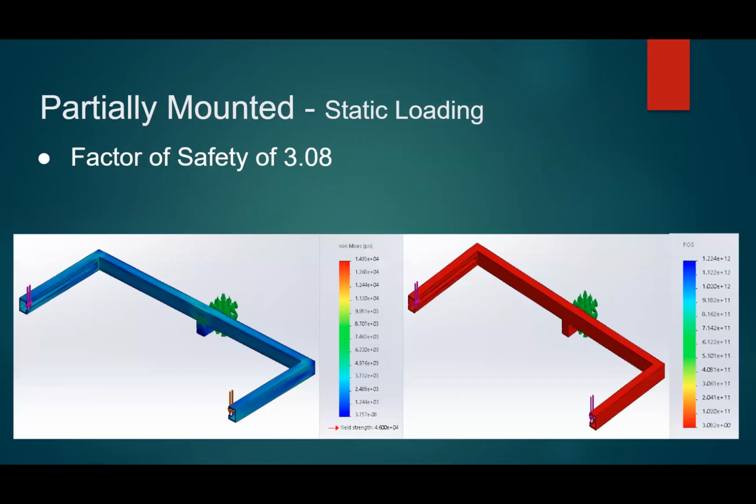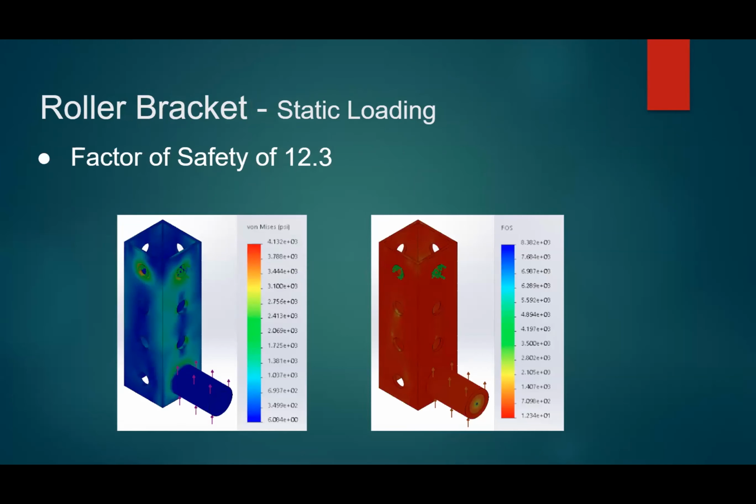Next slide, please. This is the partially mounted static analysis, which is what we were showing as the loading/unloading position, where the enclosure is supported both by the ground and the very end of the rail. We found a factor of safety of 3 for this. Next slide. This is the roller bracket that's sliding up and down the rail. We did another SolidWorks analysis and found a factor of safety of over 12 for this, which was a little surprising. We didn't expect it to be quite that high, but we're happy it is.